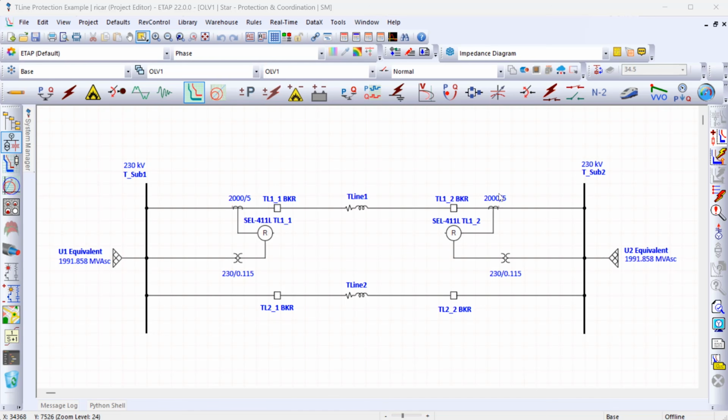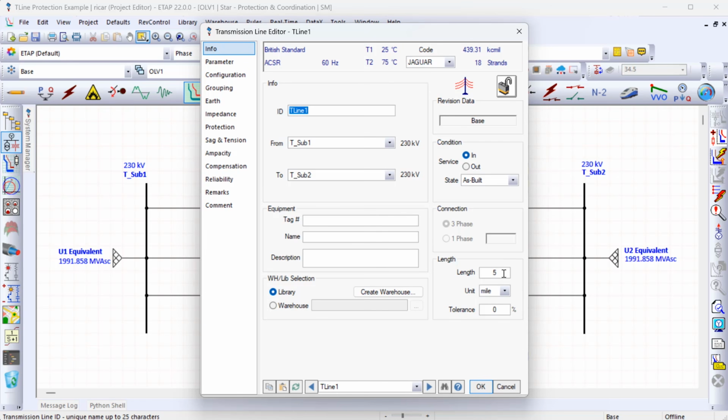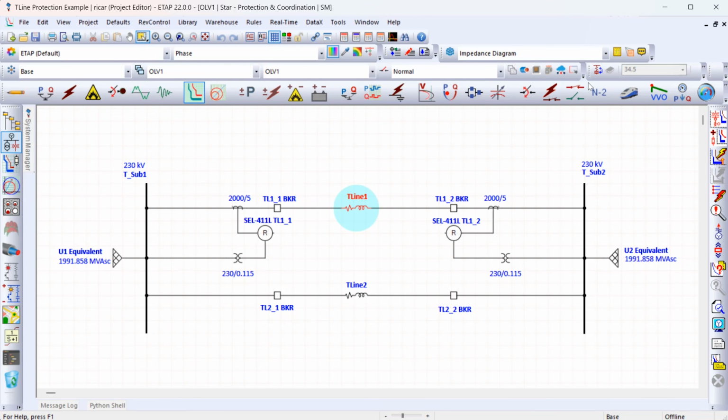Now, unlike the bus or the transformer differential scheme, in this case, these relays could be very far apart. So the comparison cannot be done fully just using the CTs and wiring them to one relay. Here, of course, we have to have two relays, one at each end of the transmission line, which then send the current information to each other. So for example, in this case, if I open this transmission line model, you can see that the length of this transmission line is 5 miles, which is roughly 8 kilometers. So of course, we cannot just use one relay and have CT leads that are 5 miles or 8 kilometers long.